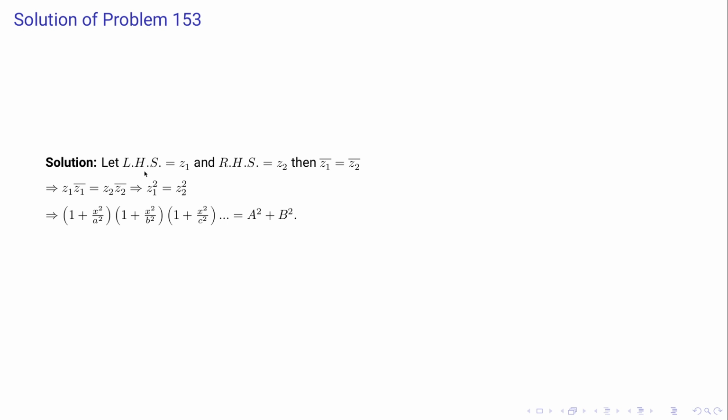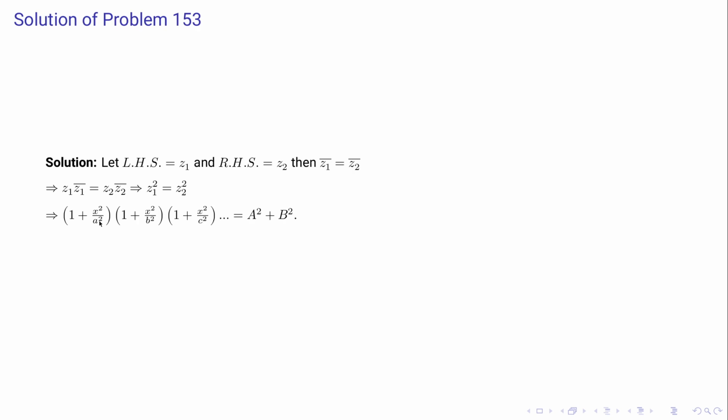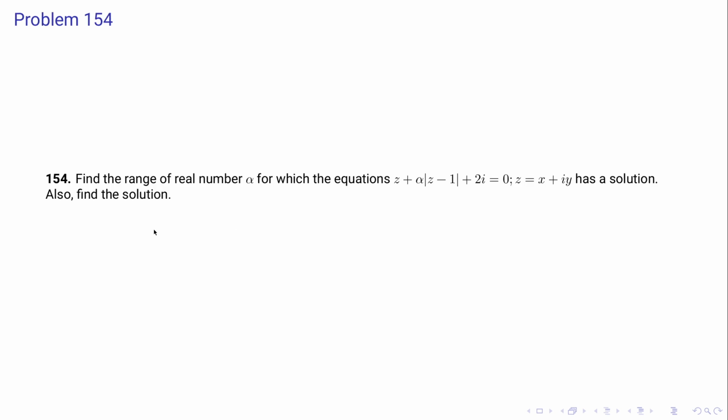This is very simple. We take the left hand side as z1 and the right hand side as z2. Since z1 is equal to z2, z1 bar is equal to z2 bar, so the moduli squared are equal. So we can say that (1 + x²/a²)(1 + x²/b²)(1 + x²/c²) is equal to a² + b². It is the same thing as taking the modulus and squaring. So you take the modulus and square it, you will arrive at the same result.